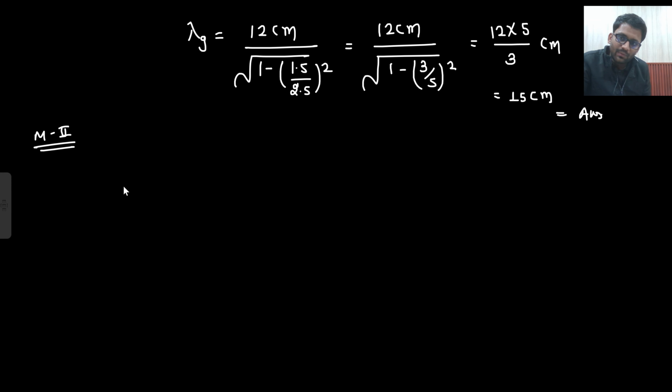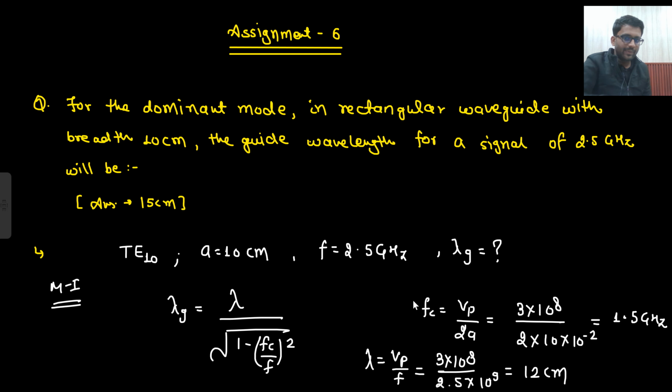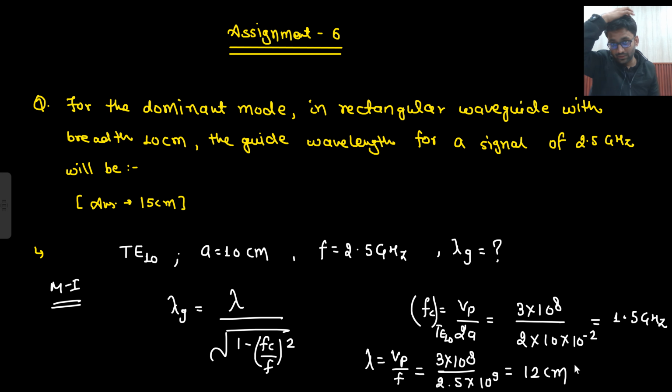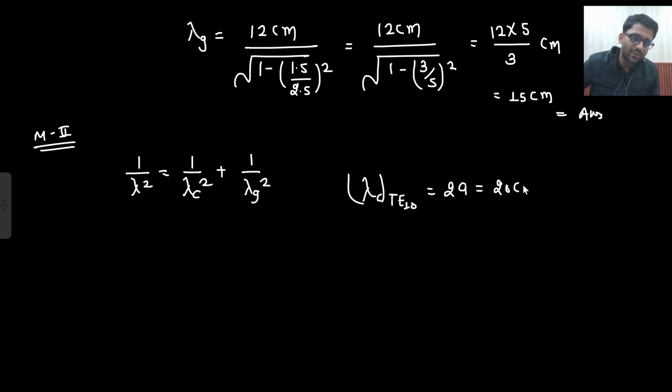What could be the method 2? What else I know? I know this formula: 1 upon lambda square is equals to 1 by lambda c square plus 1 by lambda g square. The formula fc is equals to vp by 2a, I wrote it down for TE10 mode because I told you to remember this one. Similarly, here I need lambda c. So lambda c for TE10, I asked you to remember this one, it is 2a. So 2 into A. What is A? A is 10 centimeter. So here it will be 20 centimeter. So this is your lambda c.